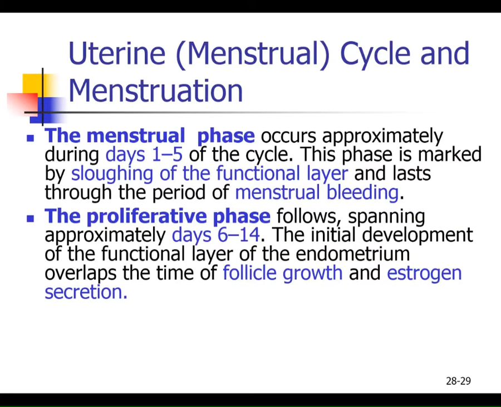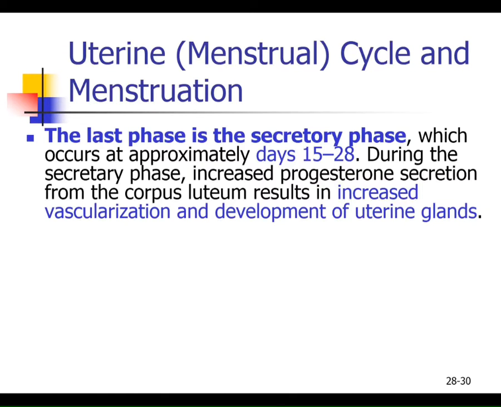Then there's the proliferative phase. That's going to be from days 6 to 14, proliferating, growing, rebuilding. And that's when the endometrium is regrowing. And this is largely under the control of estrogen. And I'll show you that hormone slide in a moment. And then finally, there is the secretory phase. This is the rest of it, from days 15 through 28.